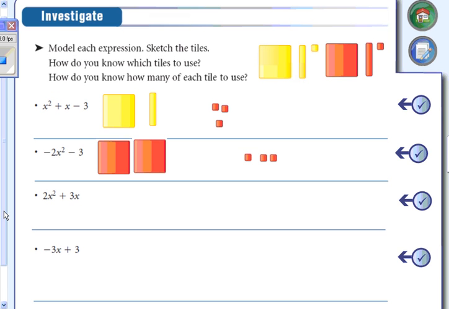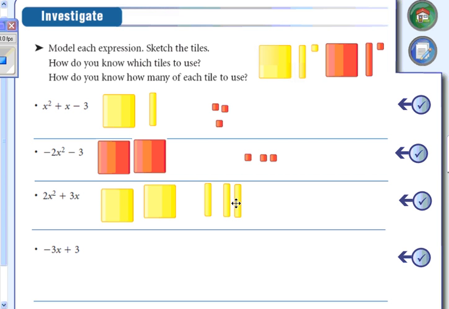Try the next one. I want a positive 2x squared. That's going to be slightly different. I'm going to need 2 of the big square tiles, so there's 2 x squareds. And then I need a positive 3x: 1, 2, 3. There we go.